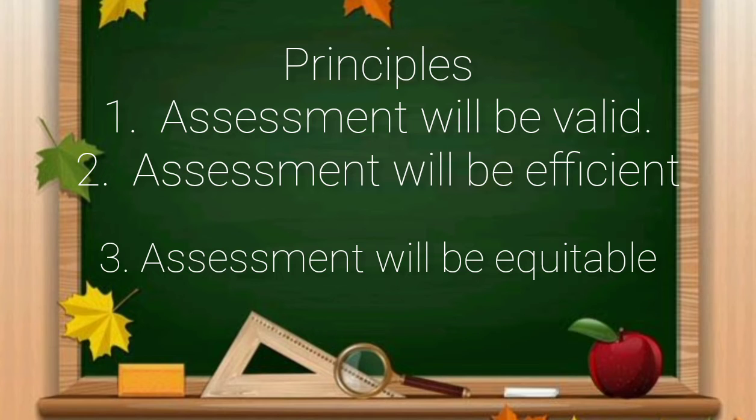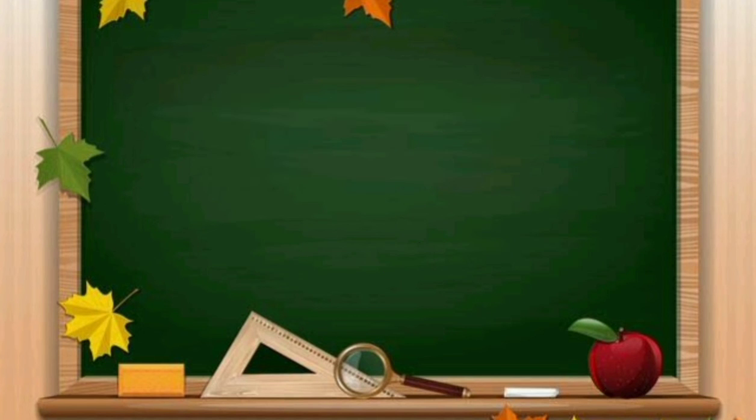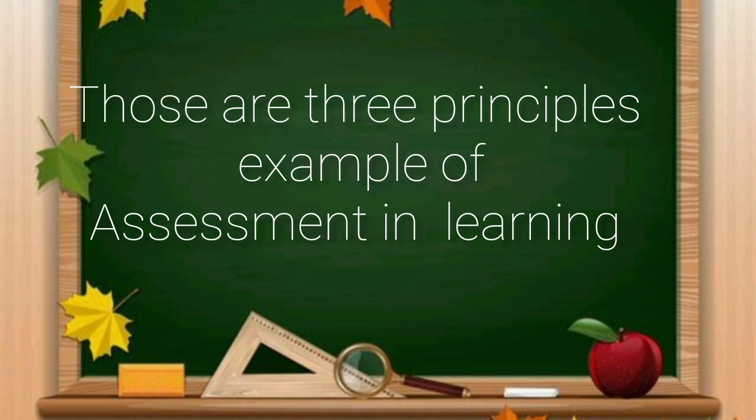Number 3 principle. Assessment will be equitable. The university recognizes that different assessment methods may be appropriate for different learning styles, and it therefore encourages all programs to employ them in a way that is consistent with the intended learning outcomes being assessed. A diversity of assessment methods allows a full range of students to demonstrate their knowledge, understanding, and skills. Those are the 3 general principles of assessment of learning.